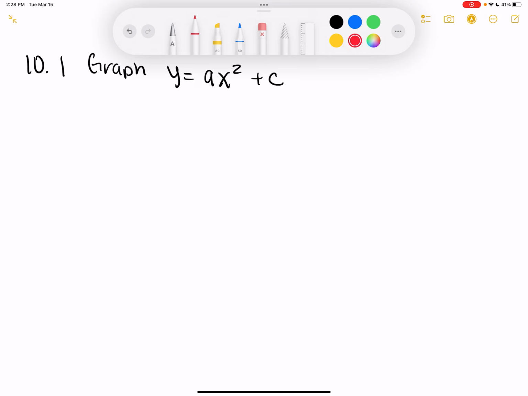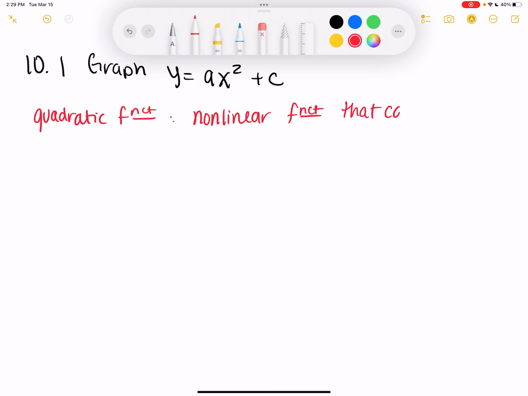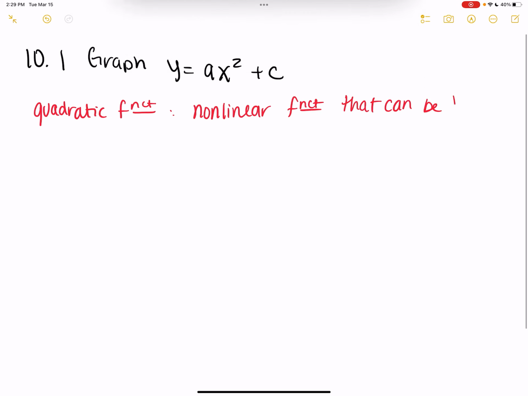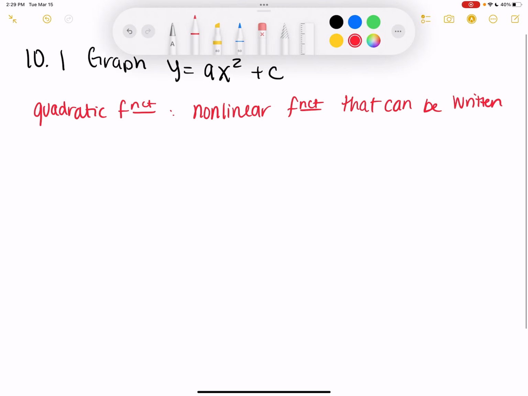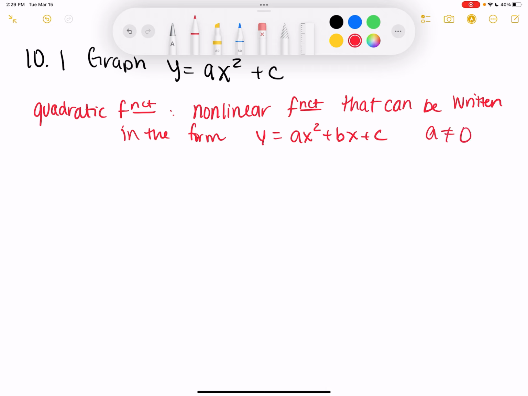All right, quadratic function. The nonlinear function, meaning it is not a line, that can be written in the form y equals ax squared plus bx plus c, where a is not equal to 0.